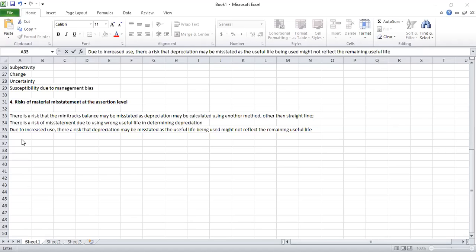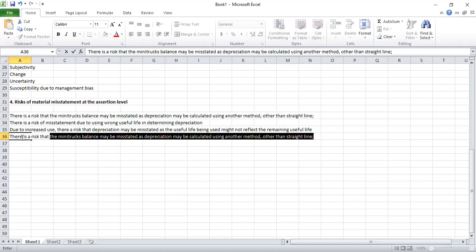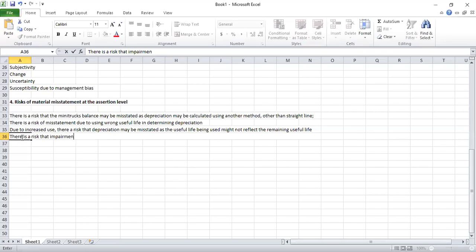Then I was also saying there is a risk that impairment losses may not be accurately determined due to increased use of the trucks. So they have to test for impairment.